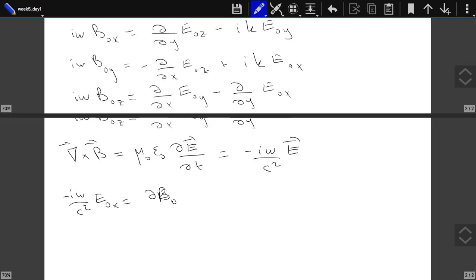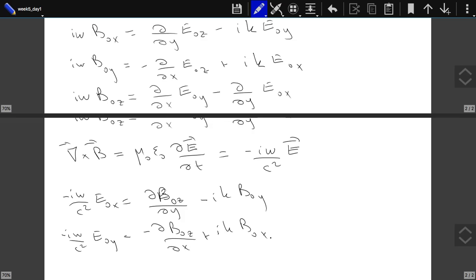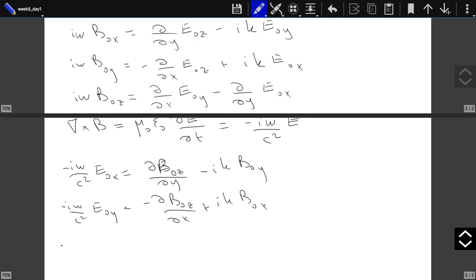Del B0z by del y minus i k B0y. Minus i omega over c squared E0y is equal to minus del B0z by del x plus ik B0x, and finally minus i omega over c squared E0z will be equal to derivative of B0y with respect to x minus derivative of B0x with respect to y.